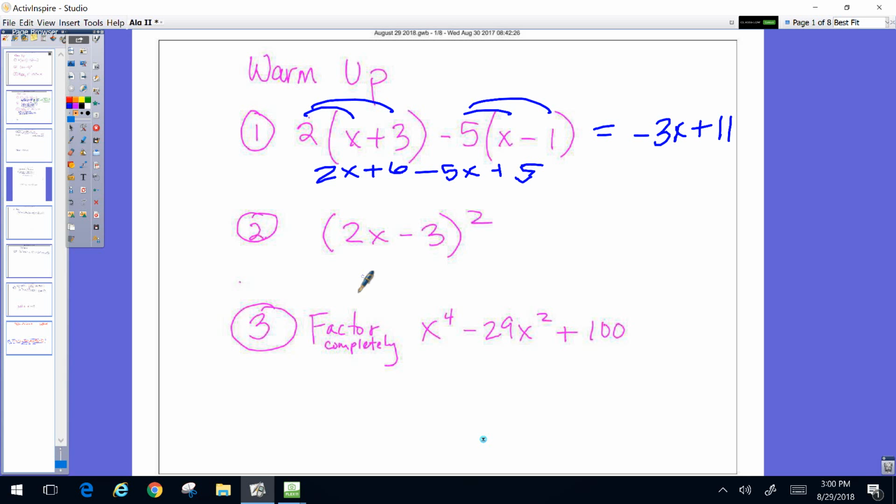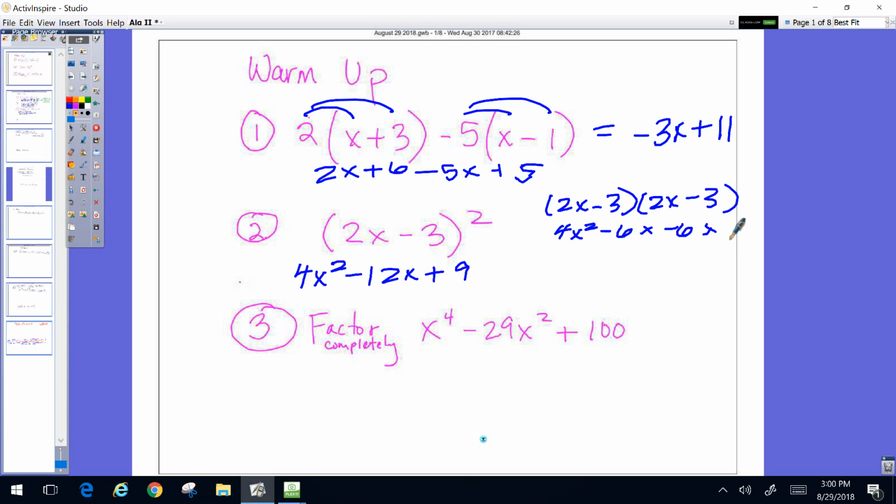No. Number 2, if your teacher taught you to square the first one, double the product, and square the last one, you go straight to the answer. If you did not, then you wrote it down twice, and you distributed, and you got the same thing. So we would get 4x squared minus 6x minus 6x, and then plus 9. Because every time you double this, there's 2 of them. So you get 4x squared minus 12x plus 9.